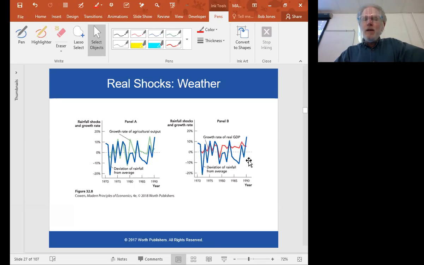Over here, same thing, except this is not just looking at agricultural output, it's looking at the growth rate of all of their GDP. And you can see a pretty close connection between the two. So that would be an example of an economy subject to some very significant real shocks from the weather.